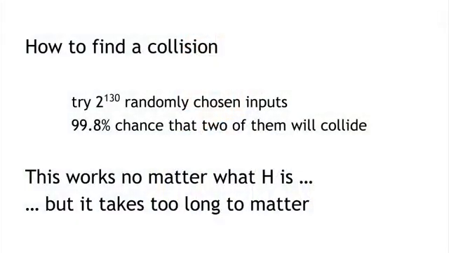Now, to make things even worse, I said that it has to be impossible to find a collision. Let me tell you how to find a collision, because there's a method that's guaranteed to work. The method works like this: we're going to pick 2 to the 130 randomly chosen inputs over on the left cloud of that previous diagram. If we pick those 2 to the 130 randomly chosen inputs, it turns out there's a 99.8% chance that at least 2 of them are going to collide. And so this is a very simple method for finding a collision.